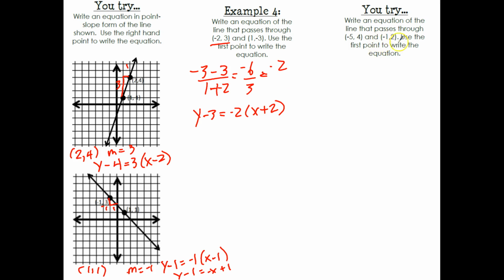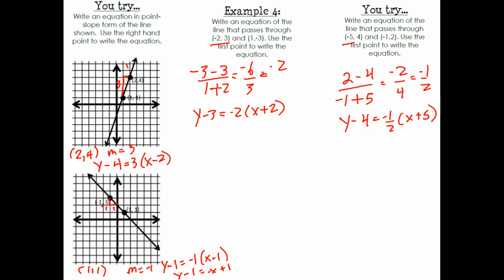And then we come over here and do the same thing, point slope form. So we have 2 minus 4 over negative 1 minus negative 5. 2 minus 4 is negative 2. Negative 1 plus 5 is 4. So we get a negative 1/2. So in point slope form, use the first point. The first point will be y minus 4 is equal to negative 1/2 times x plus 5.